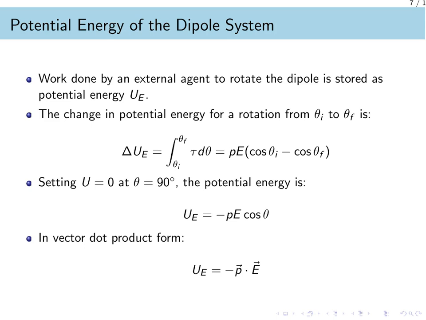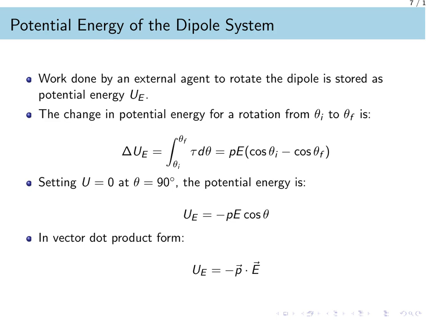If we conveniently choose our reference point of zero potential energy at an angle of 90 degrees, the potential energy at any given angle is the negative product of the dipole moment, the electric field, and the cosine of the angle. Using standard vector notation, this potential energy is simply the negative dot product of the dipole moment vector and the electric field vector.